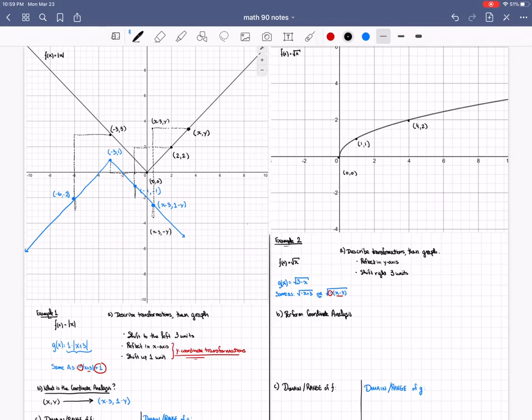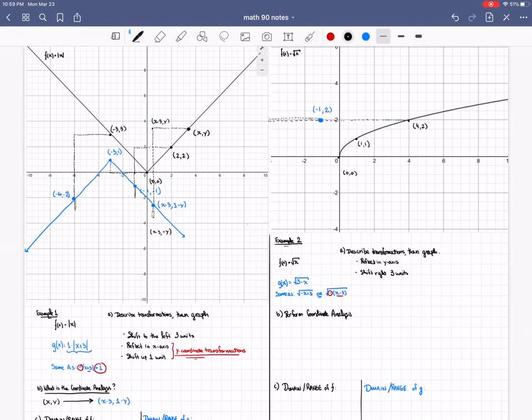So 4, 2, we're going to start by reflecting in the y-axis. So we're going to dot over to the y-axis and then keep going all the way over here. You can see it's right on the very edge of our picture. So this right now is the point negative 4, 2. And now we're going to shift right. So we're going to go back 3 units, and we're going to end up there. So the point 4, 2 ends up at the point negative 1, 2.